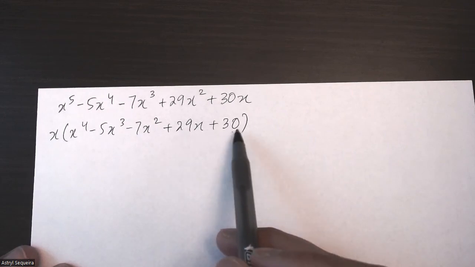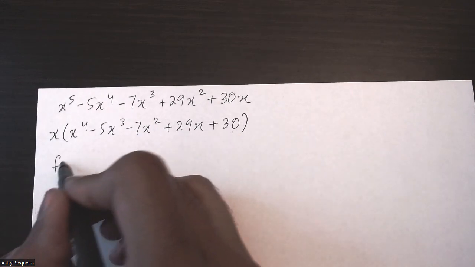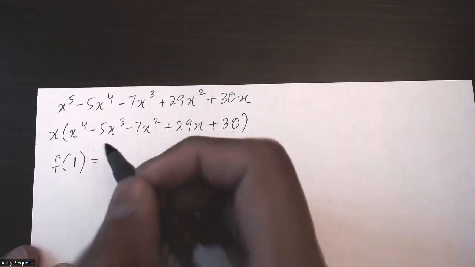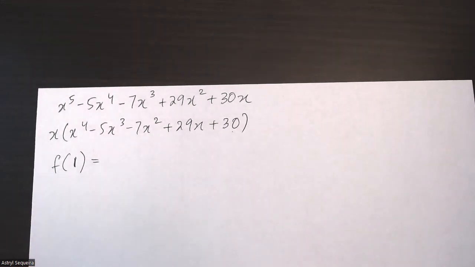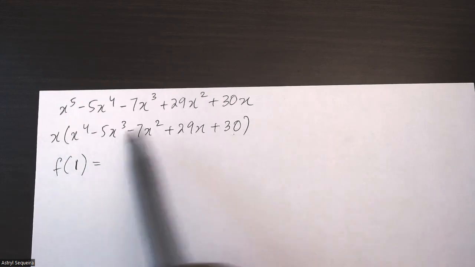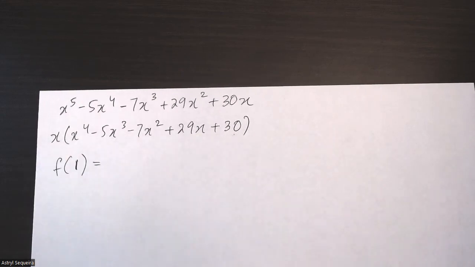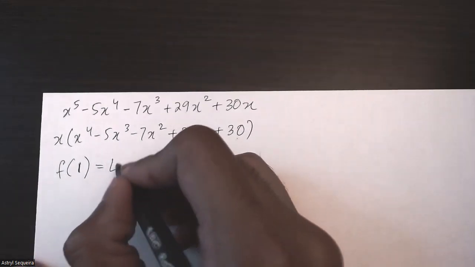So multiples of 30 are, you can start with positive 1, 2, and 3. So let's start with f of 1. If I sub in 1 into this equation in here, you don't really need the outside. 1 to the power of 4 minus 5, 1 power of 3. Get positive 48, so that doesn't work.